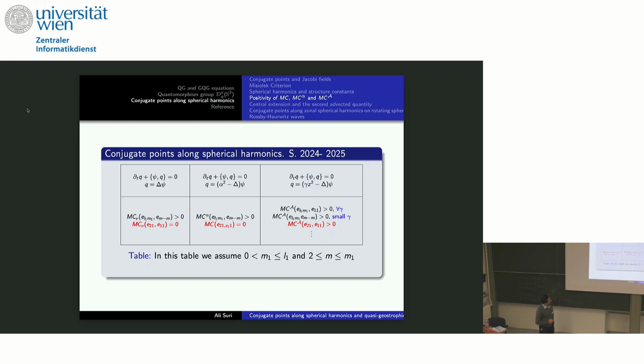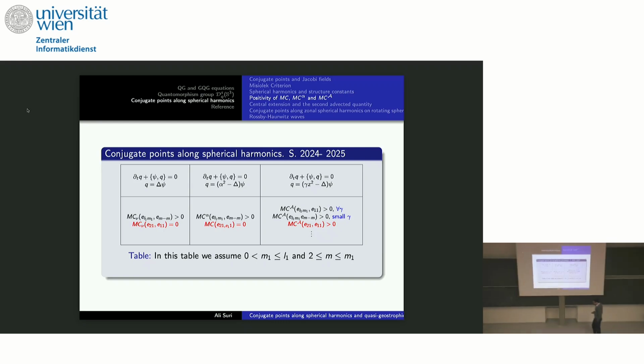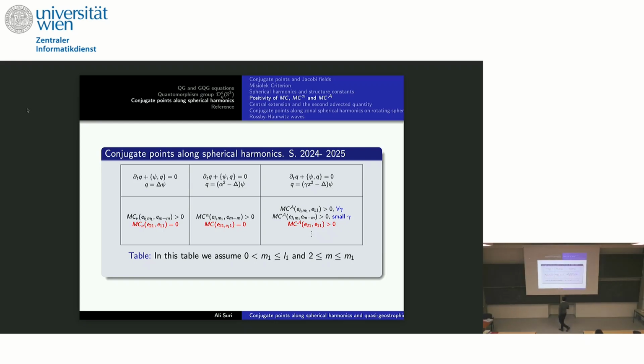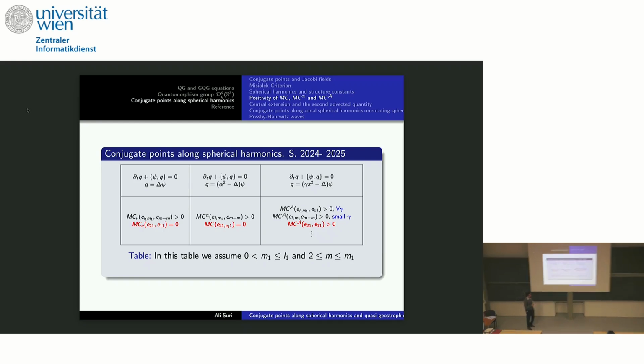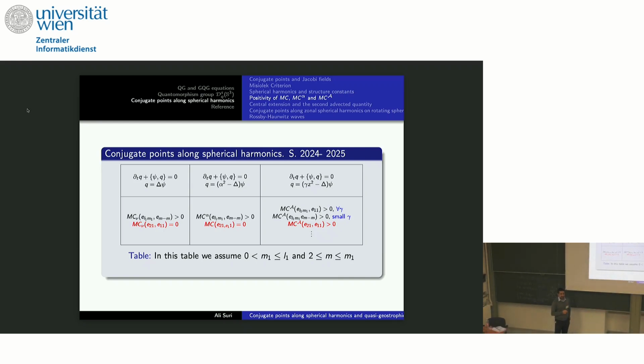For example, this one, in the direction of this very low number E11. When we perturb it, always we have conjugate points. Always we have positive curvature. For the previous ones, yes, if you choose gamma small, then you have. For this low number, again we see some stability effect, some positive curvature.